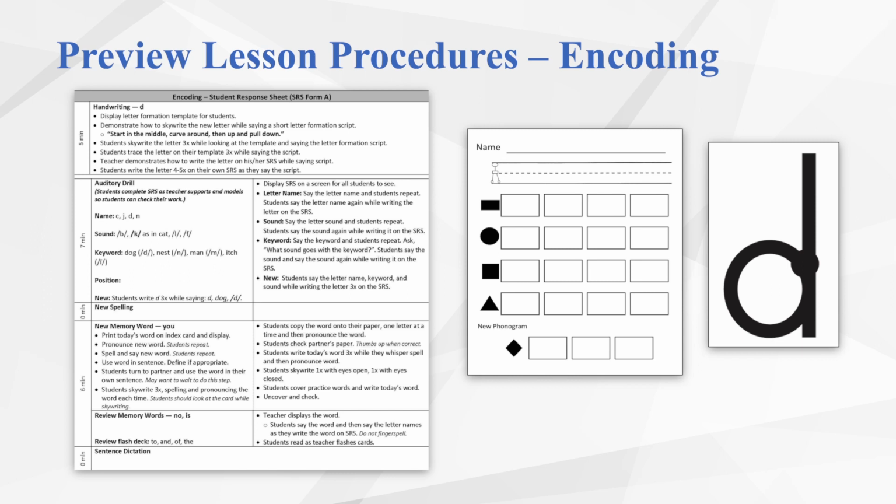Looking at the left-hand side of your screen, we begin the encoding section with handwriting. The handwriting portion has a specific script that we use to support students with correct letter formation. Next is an auditory drill. In an auditory drill, we work on isolating letter names, sounds, keywords, and eventually position of sounds in words. We then shift to the new phonogram, which is the new concept taught during the lesson. In this lesson, it is the letter D, so students would say D, dog, D, as they write the letter D 3 times.